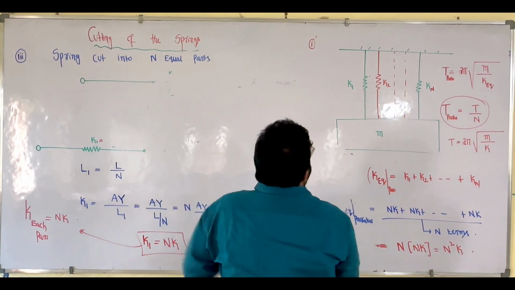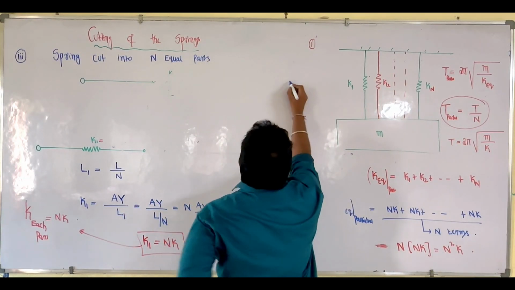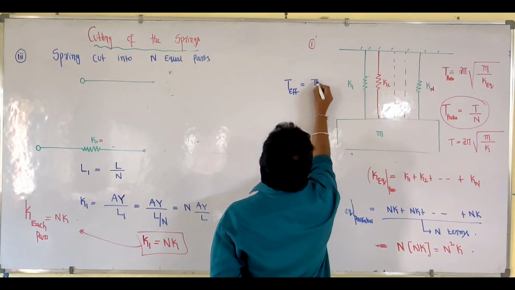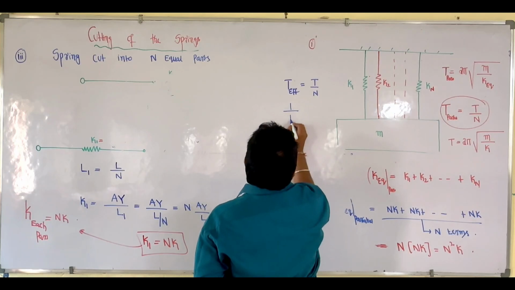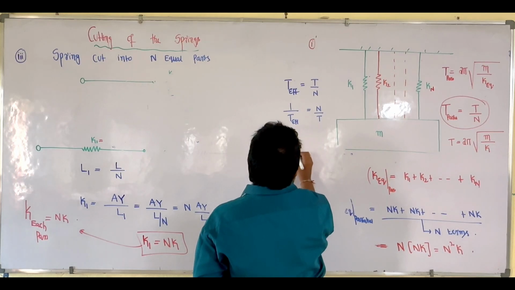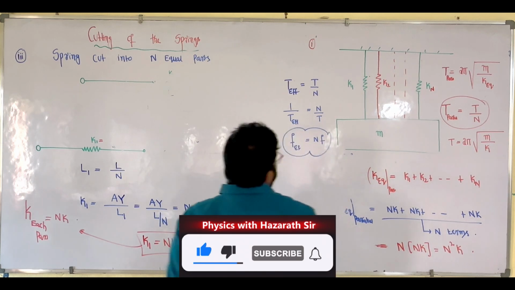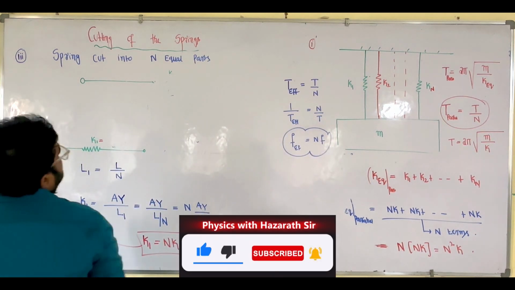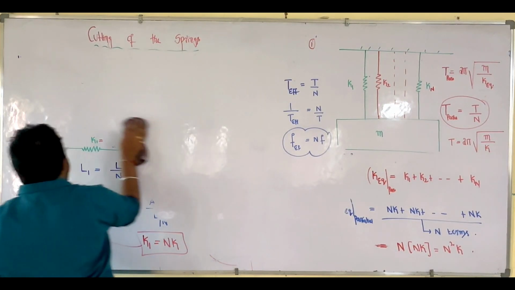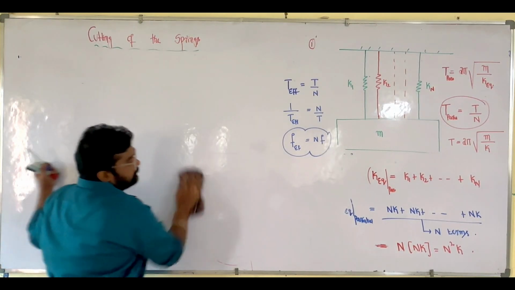Here frequency becomes 1 by T effective. This is T effective, we can write. T effective equal to T by N. 1 by T effective equal to how much? N by T. F effective equal to how much? NF. Frequency increased N times. Time period decreased by N times. Completed.